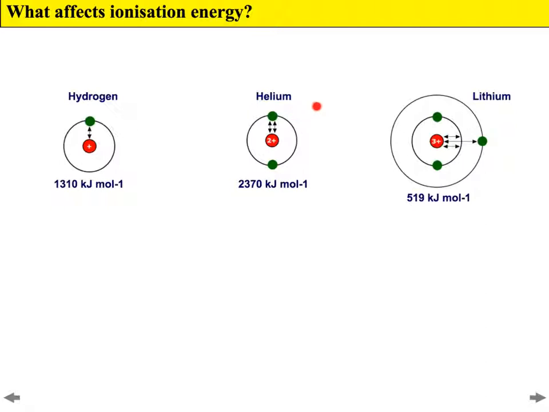If you compare helium and lithium, you might expect lithium to be greater. I mean, it's got 3 protons rather than 2, so you might expect it to take more energy to remove that electron. It actually takes a lot less energy, 519, and the reason for that is because the electron that's being removed, the first electron to be removed, is in this outer shell which is further away from the nucleus. So because it's further away, it feels less of that positive charge.